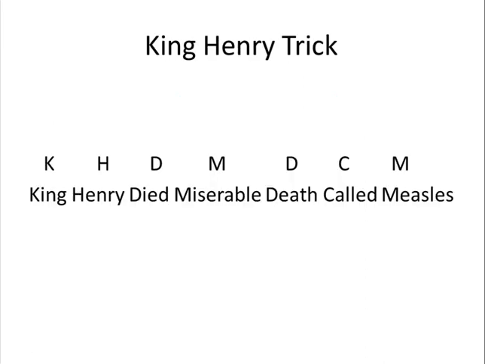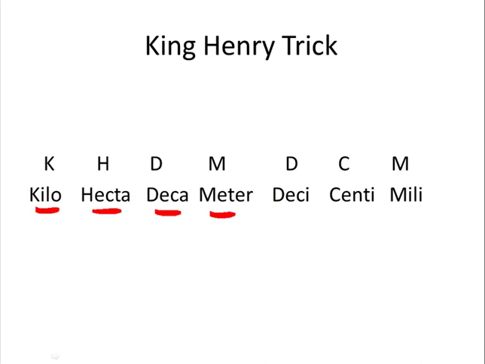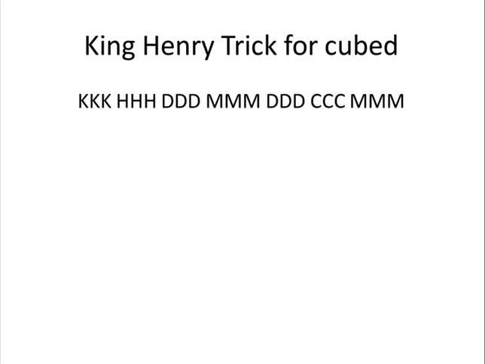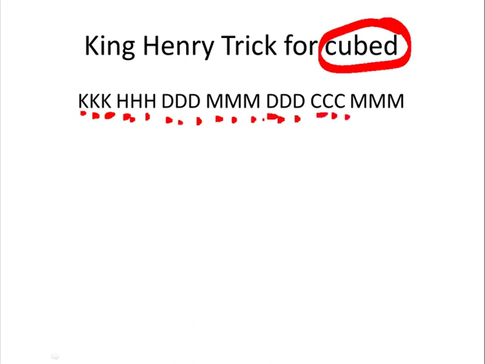Now the trick. King Henry died miserable death called measles. Stands for kilo, hecto, deca, meter, deci, centi, and milli. And we can use this to convert between the different forms of the metric system. Now, when we are calculating cubes, centimeter cubed and decimeter cubed, and we're converting between them, we have to triple each of these letters. We have to say king, king, king, Henry, Henry, Henry, died, died, died, miserable, miserable, miserable, death, death, death, called, called, called, measles, measles, measles.